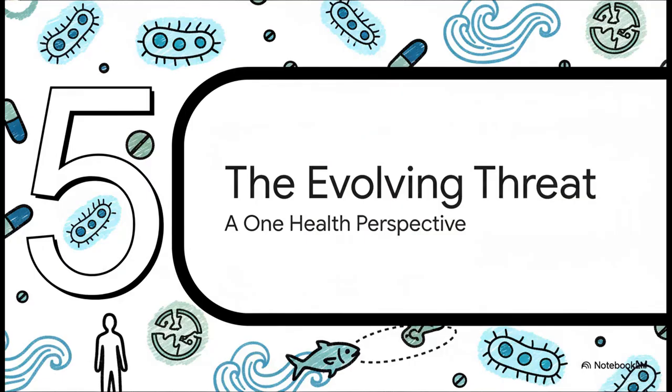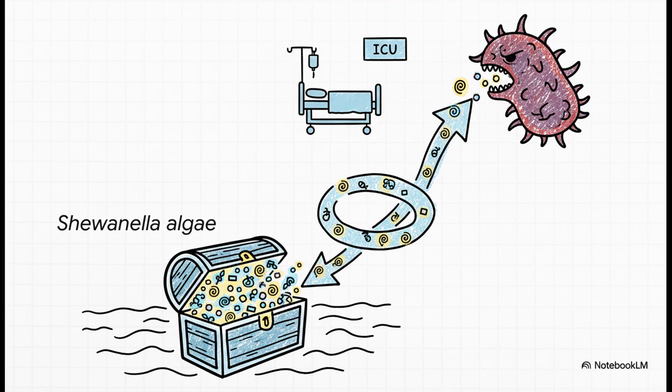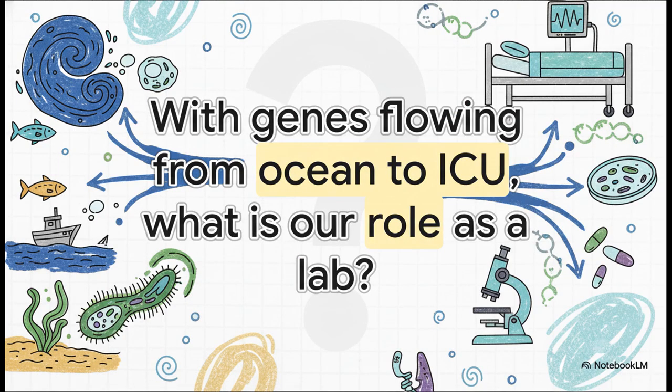Okay, for our last point, let's zoom all the way out and look at the really big picture here. Because the threat from Shewanella algae goes way beyond just one sick patient. It's part of a much larger global health issue. You see, Shewanella algae is basically a swimming library of antibiotic resistance genes out there in the ocean. And the scary part? It's carrying the ancestors of some of our worst nightmares, like the genes for OXA-48-like carbapenemases. And through horizontal gene transfer, those genes can literally jump from this marine bug into something like Klebsiella pneumoniae, a major ICU bad guy. So that leaves us with this final, really big question.